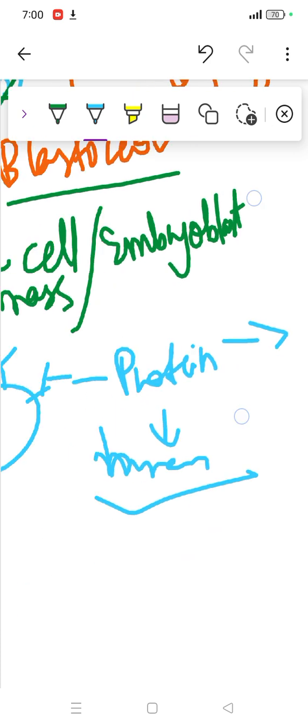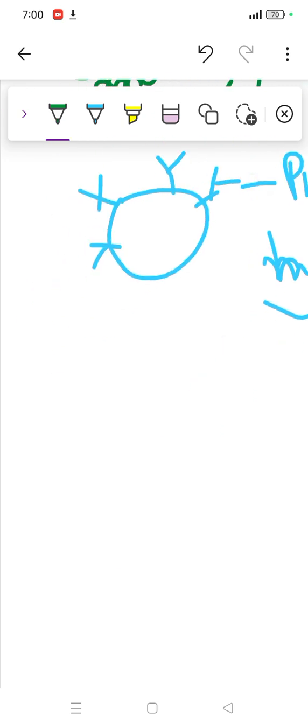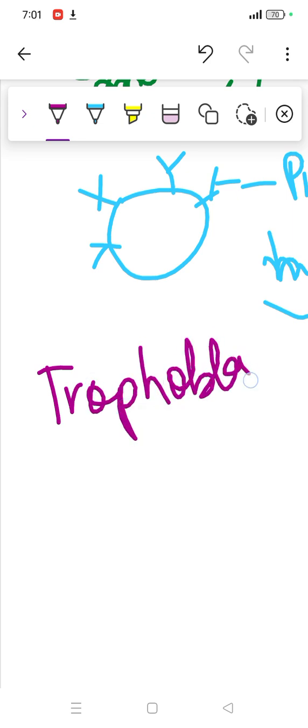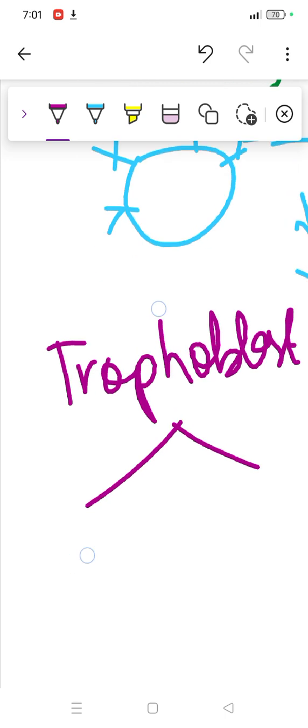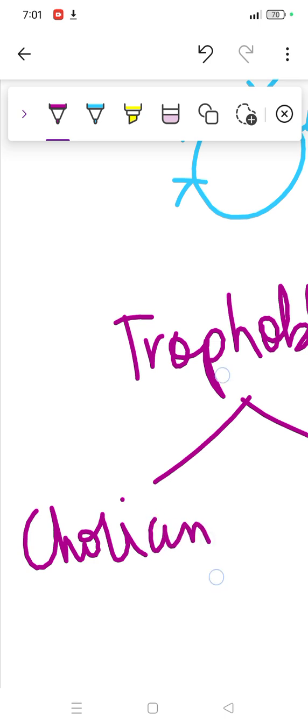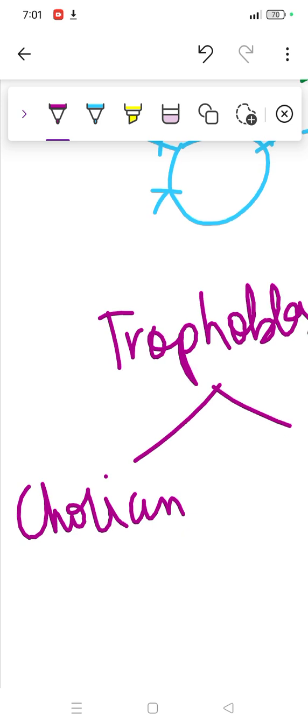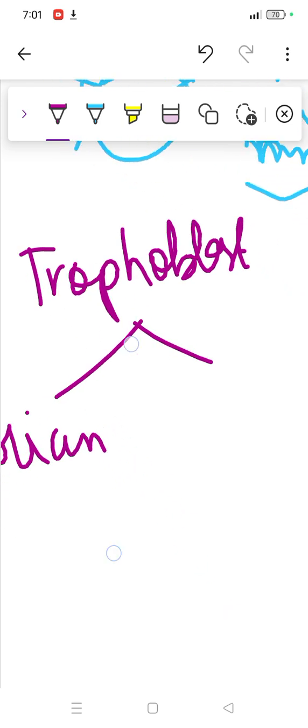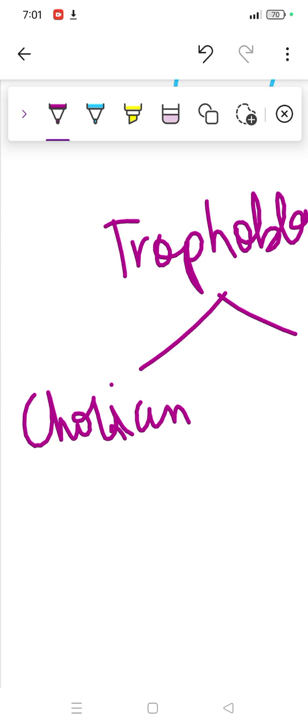Then when it comes to the trophoblast, let's go with this color. Trophoblast, you'll see two more parts. The first one is the chorion, with this spelling, I think. Chorion, right?